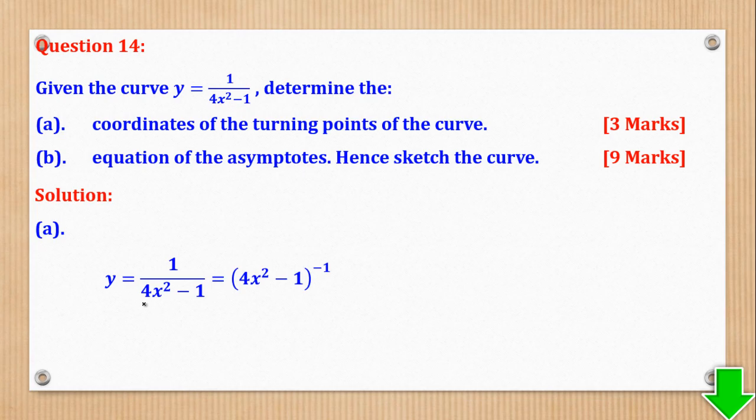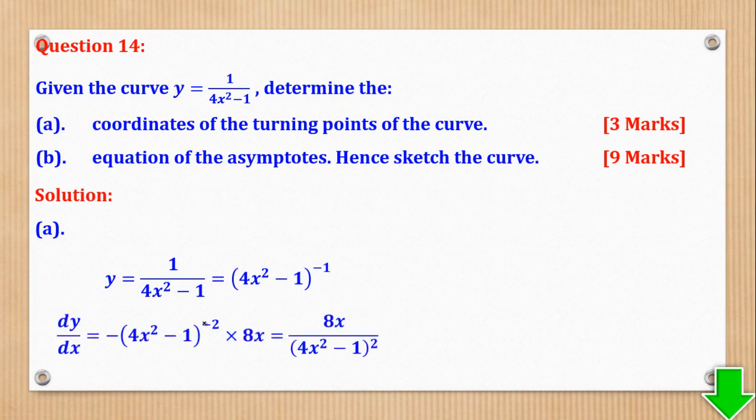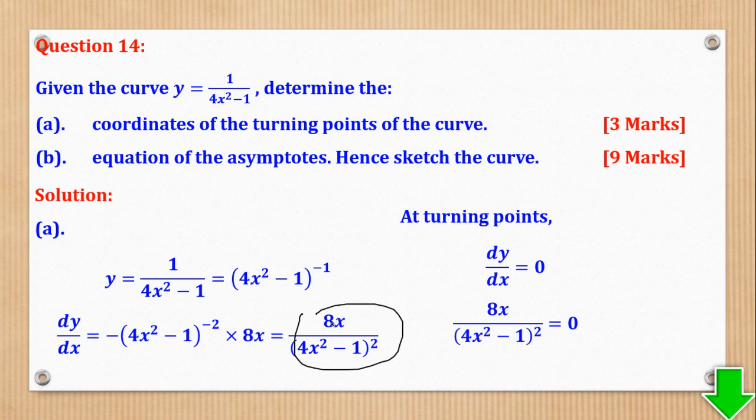To differentiate, this is easier if you bring the whole expression up using negative indices. Then you differentiate: bring down the power, which is -1, reduce the power by 1 to get -2, differentiate the inner bracket to get 8x, and simplify to get this. Remember that at turning points, dy/dx is 0, so equate this to 0 to get the value of x, which is 0.